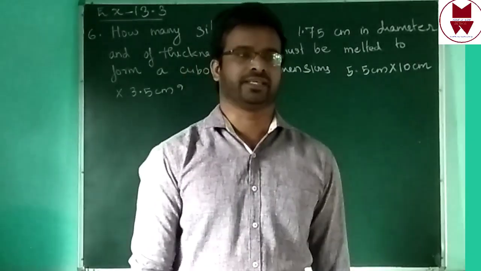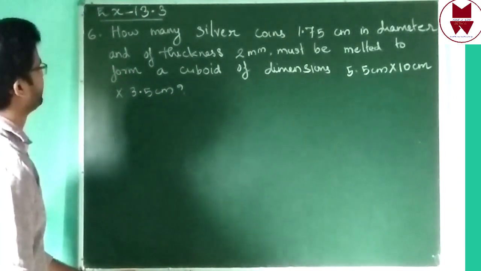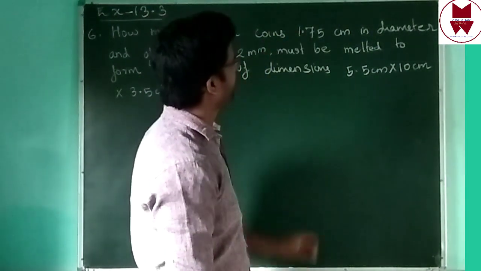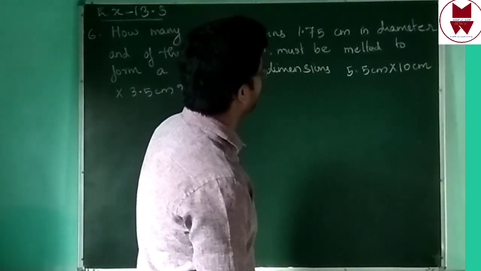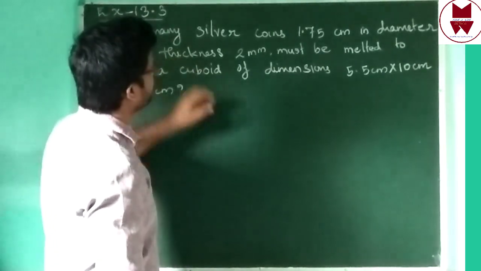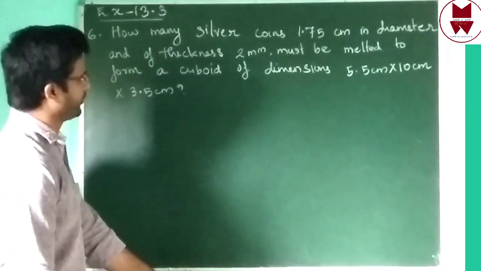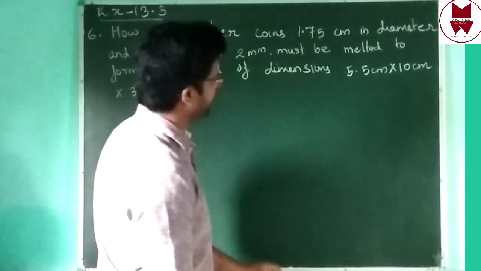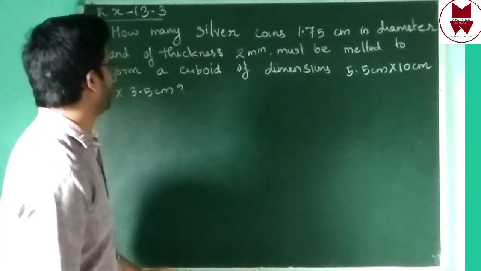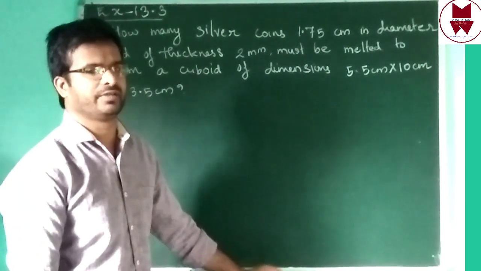Hi students, today we will study exercise 13.3, question number 6. How many silver coins 1.75 centimeter in diameter and of thickness 2 millimeter must be melted to form a cuboid of dimension 5.5 centimeter into 10 centimeter into 3.5 centimeter? Then here we have to draw two figures.